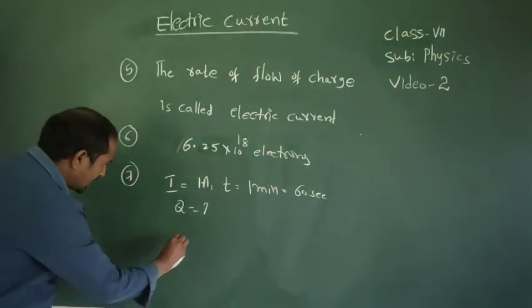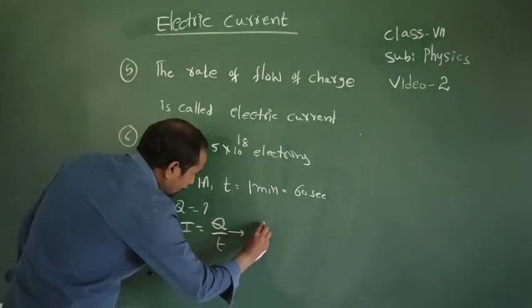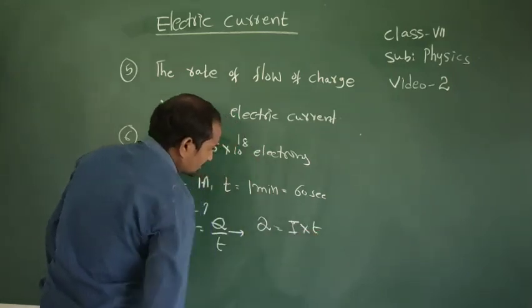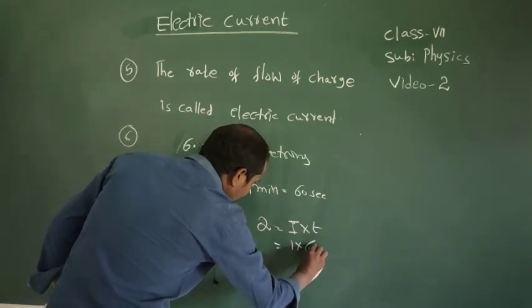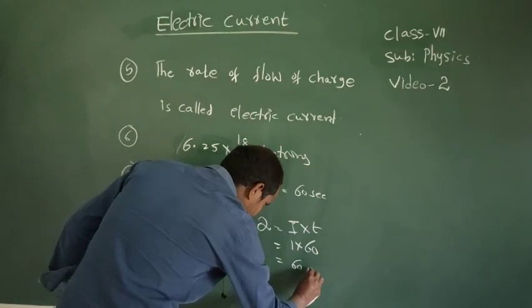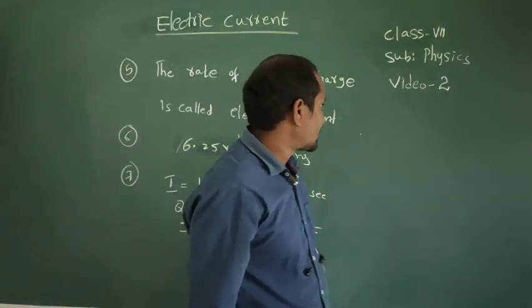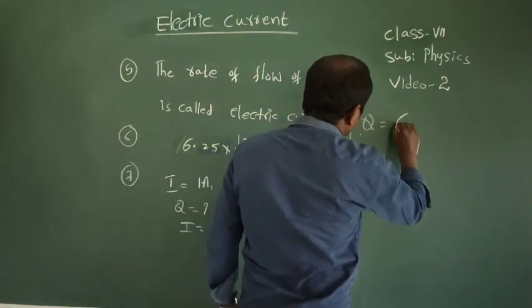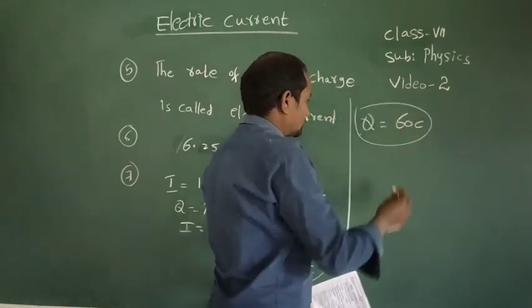We know that I equal to Q by T. From this we can write Q equal to I into T. I equal to 1, T equal to 60 seconds, that equal to 60. So Q, charge, equal to 60 coulombs.